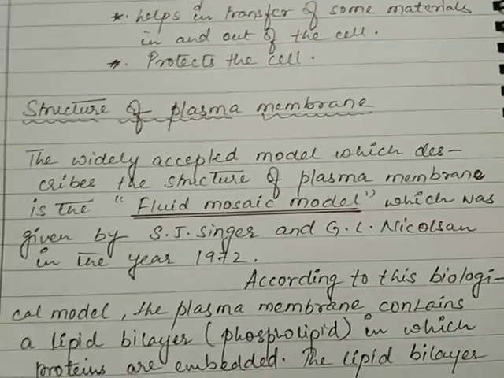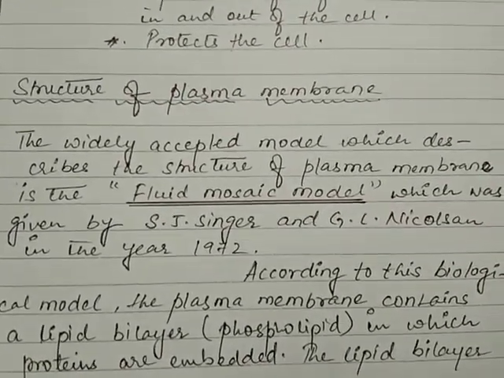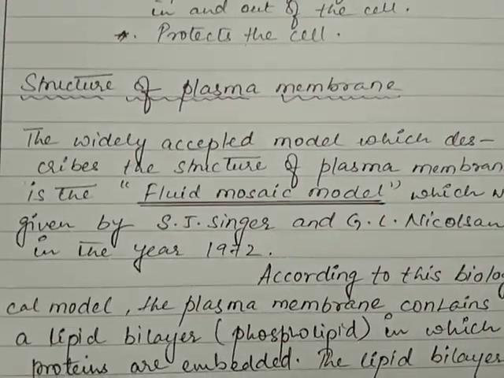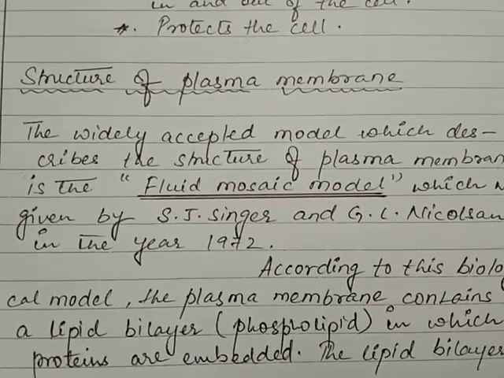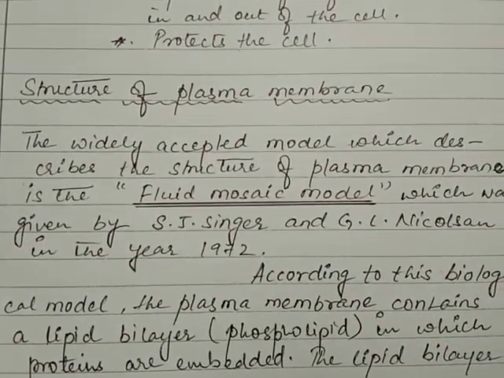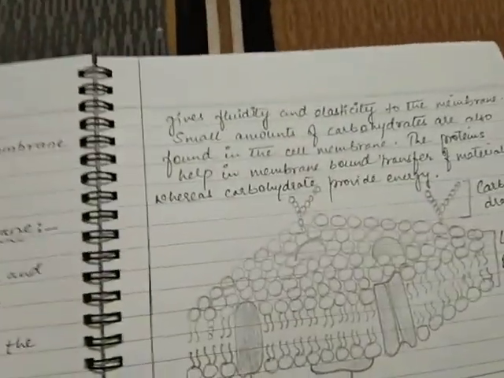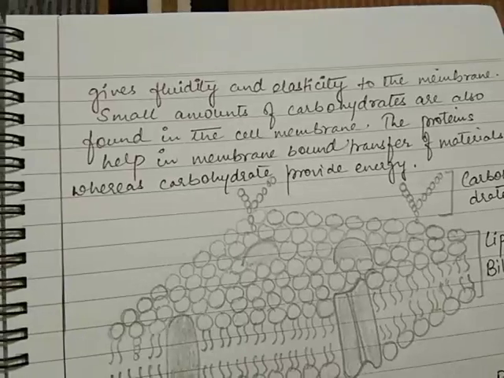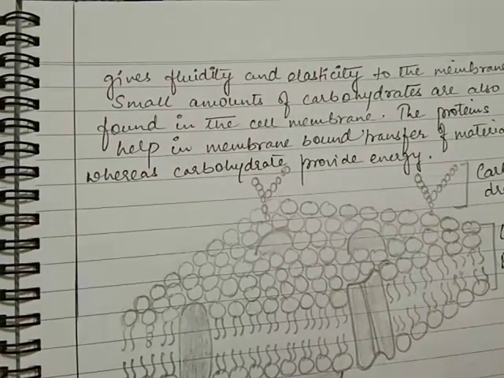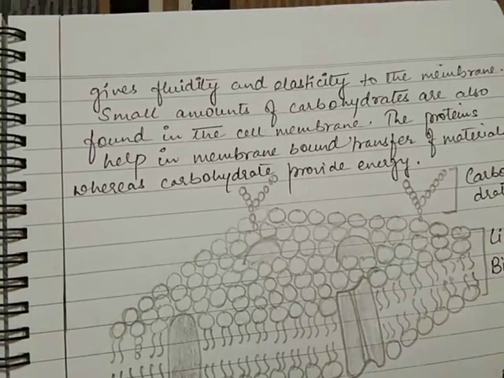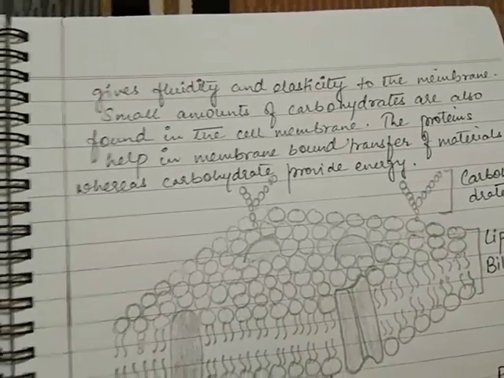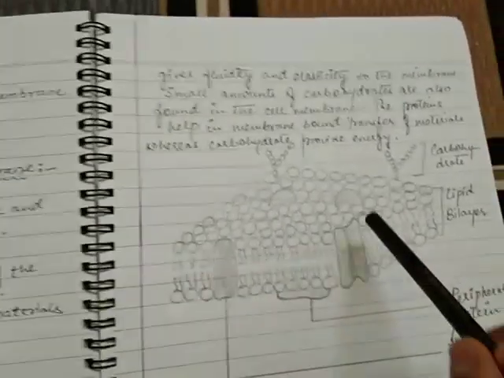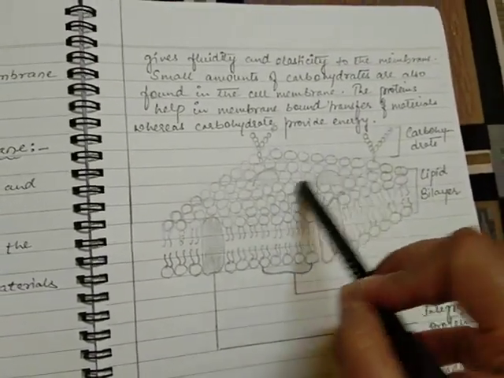According to this biological model, Singer and Nicholson said that the plasma membrane contains a lipid bilayer. This lipid bilayer is basically formed of phospholipid in which proteins are embedded. The lipid bilayer gives fluidity and elasticity to the membrane. Small amounts of carbohydrates are also found in the cell membrane. The proteins help in membrane-bound transfer of material, whereas carbohydrates provide energy. Now, to understand whatever I said regarding the model, I have drawn here a picture of the plasma membrane.